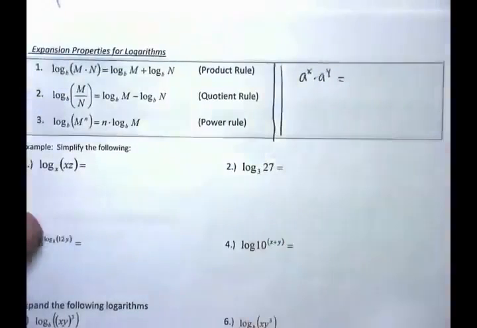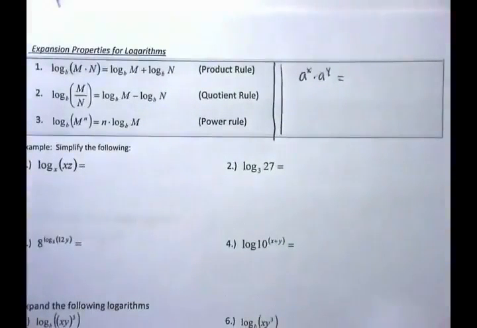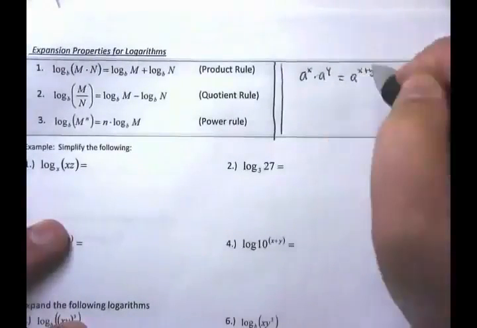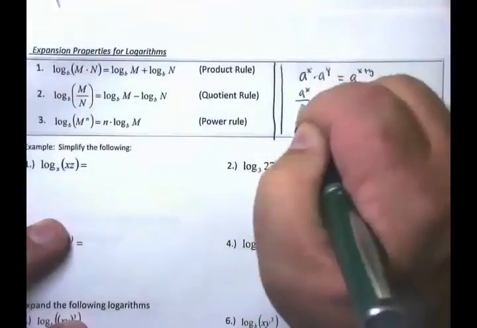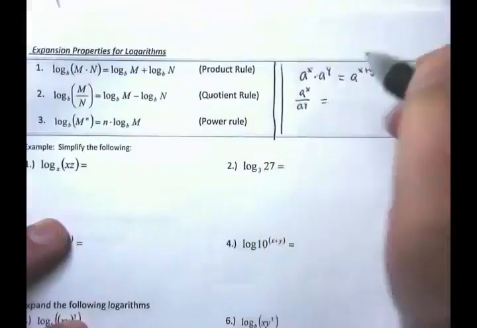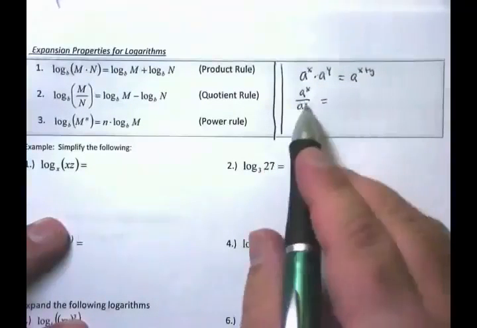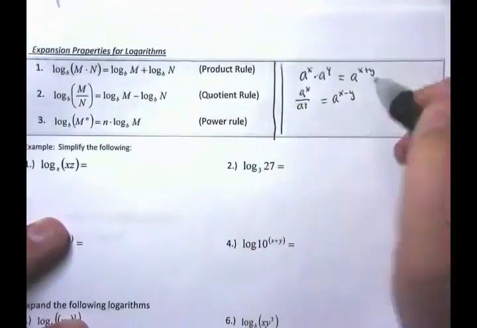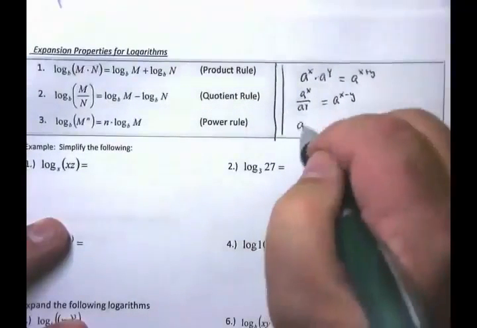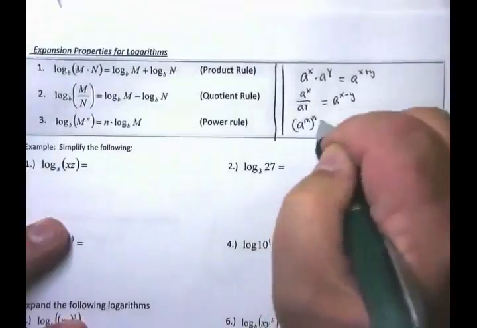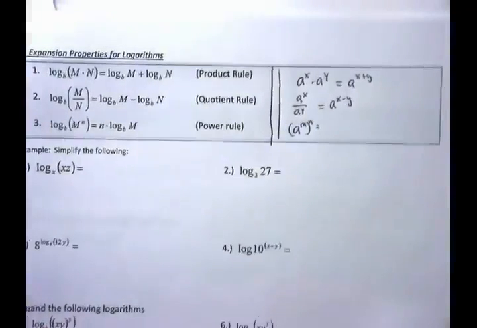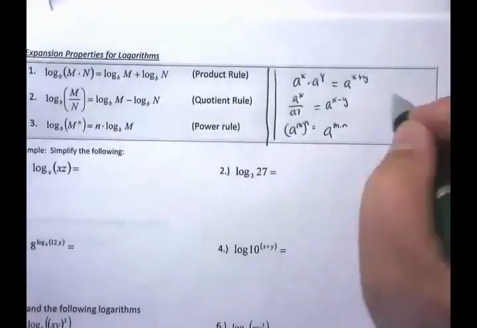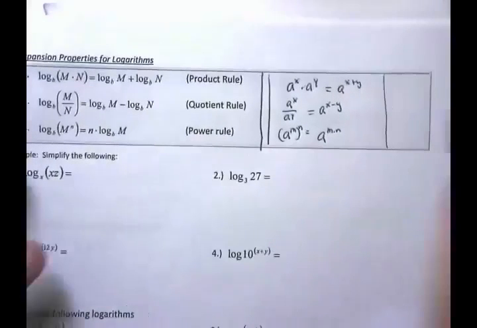A raised to the x times a raised to the y. When you multiply with like bases, what do you get to do with the exponents? You add them. A raised to the x plus y. Division, a to the x divided by a to the y. Well, with multiplication turning into addition, what do you think division is going to turn into? A to the x minus y. And the third rule was a to the m raised to the n, a power raised to another power. What do you do with exponents? That would be a to the m times n.